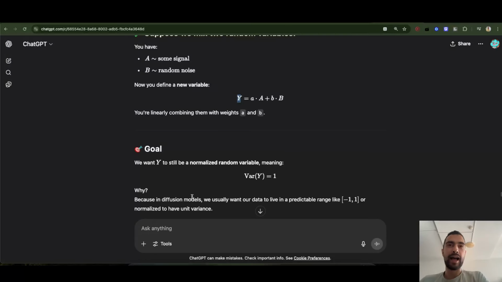If you don't get it, I just recommend you ask ChatGPT. You screenshot this, you ask ChatGPT, but maybe you can follow as well. So the trick is that A squared plus B squared needs to be 1. And if A squared plus B squared is 1, then the variance of Y will be 1. So that's the trick.